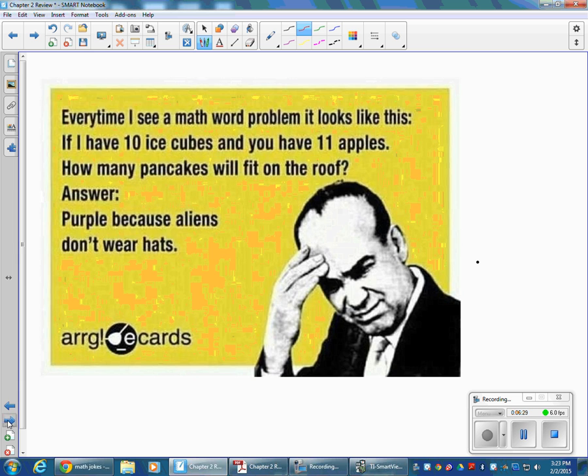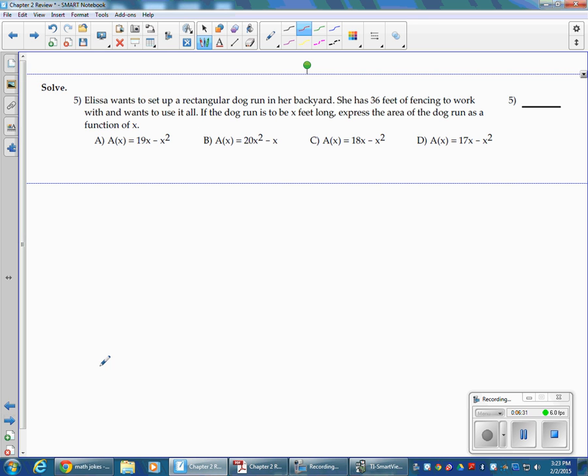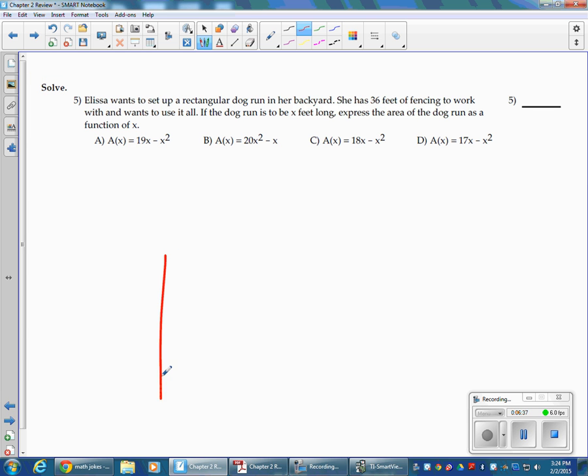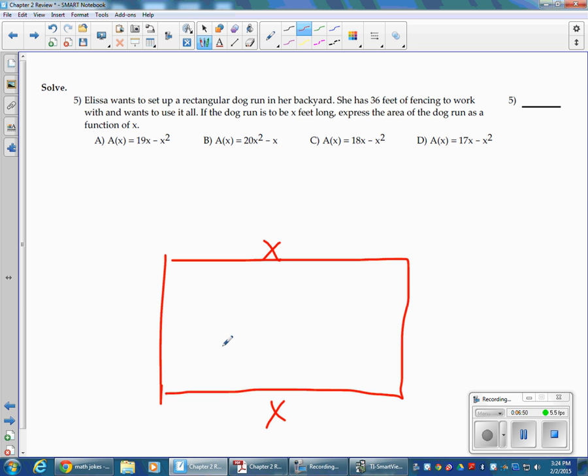All right, Alyssa wants to set up a rectangular dog run in her backyard. She has 36 feet of fencing to work with and wants to use it all. If the dog run is to be x feet long, express the area of the dog run as a function of x. So this is x. This side would be x. All the way around is 36.